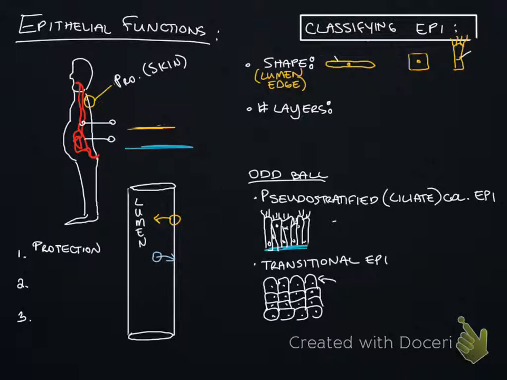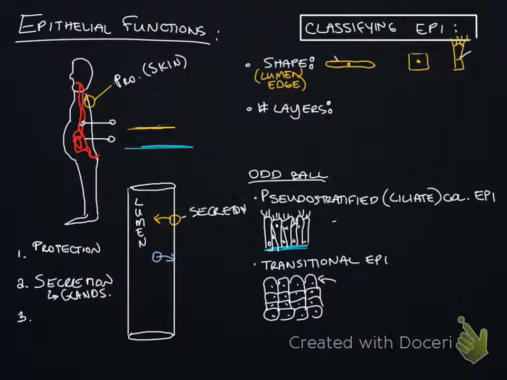Another main function is secretion. Secretion would be in this direction, for example, things into the lumen or into the space. Glands will secrete things like mucus, hormones, sweat, and other things, and provide lubrication. So maybe think of glands whenever you think of secretion. Glands are lined by epithelial tissue.